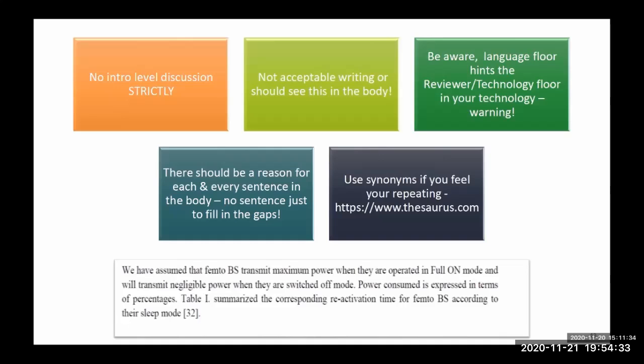You also have to have an acceptable level of writing. If language flaws are detected by the reviewer, that tells the reviewer that there could be a technical flaw in your paper as well. So you need to use the correct language, punctuation, consistency, and logical progression. And one golden thing to be remembered: there should be a reason for each and every sentence in your body. You should not write any sentence just to fill up the gap. Every sentence should have a reason why it is standing there, and you need to make sure that you are convinced by that as well.